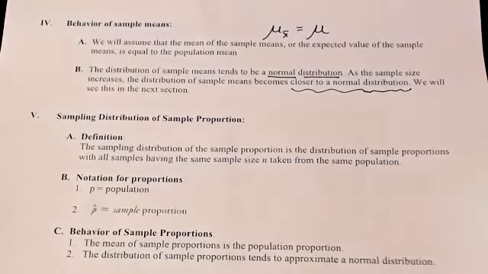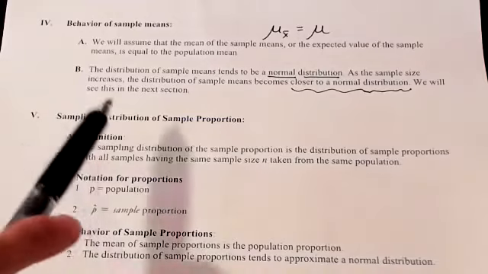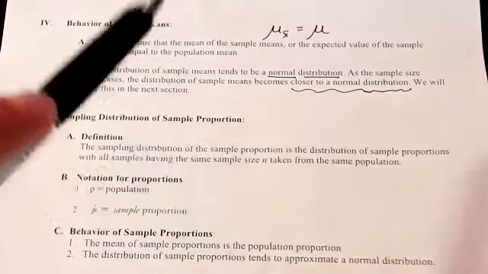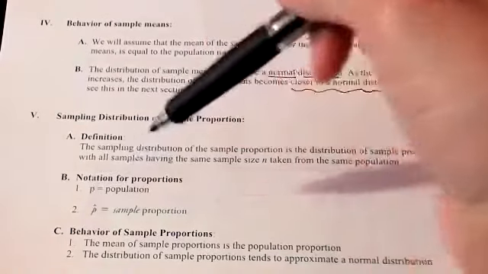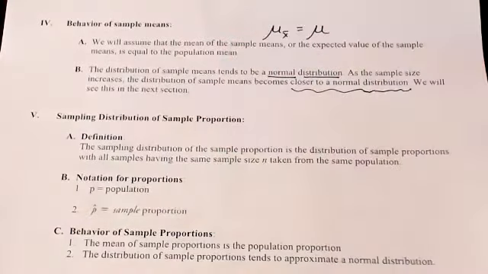Next, we have something called the sampling distribution of sample proportions. The sampling distribution of the sample proportion is the distribution of sample proportions with all samples having the same sample size n taken from the same population. So it's the exact same idea, but instead of sampling distribution of sample means, we're talking sample proportions. And we'll learn more about that soon. The notation for proportion is as follows. So p is our population proportion, p hat represents the sample proportion.